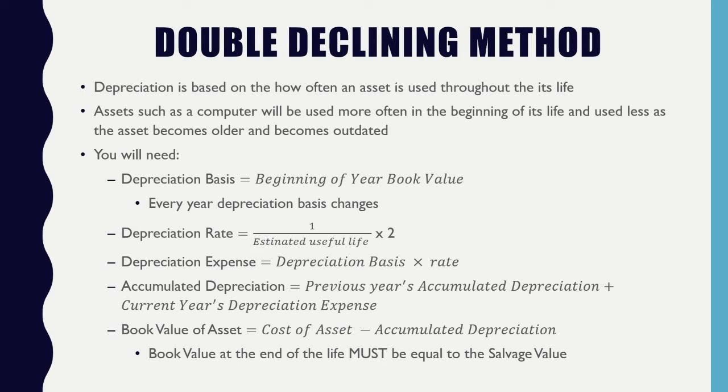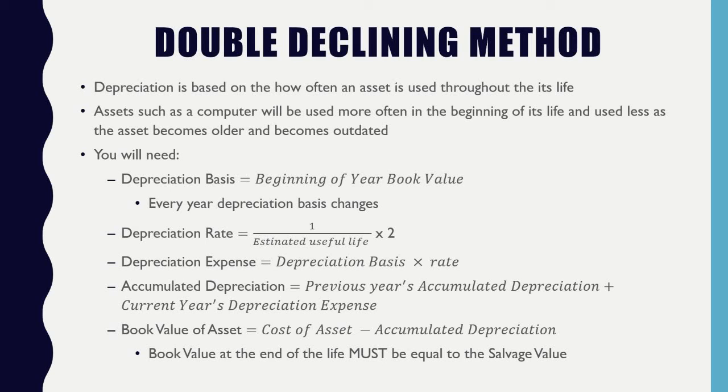That means every time we're recalculating this, we're going to be taking the value of its book value every single year and adjusting it accordingly. So that's the only formula that's different. Actually, there's no formula, you're just taking the answer from above. So every year, the depreciation basis changes. Make sure that you keep a mental note of that.